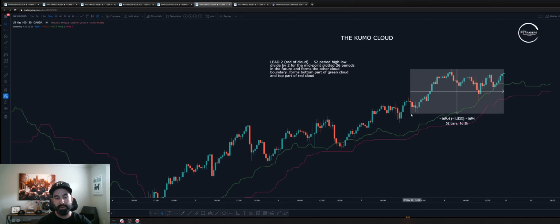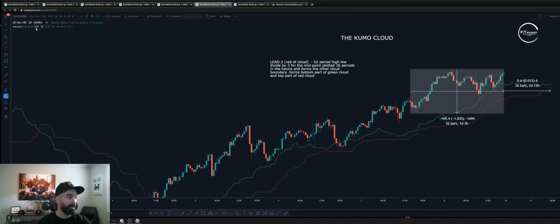Okay, I've identified 52 periods here from this candlestick all the way to this candlestick. We're using the bottom and the top. That brings us to a midpoint right here. But now we need to go 26 periods in the future to identify this midpoint. So we're going to come over here, go 26 periods in the future, and we got there, right there. And that's where the red line is. And all of this now gives us the actual Kumo cloud.